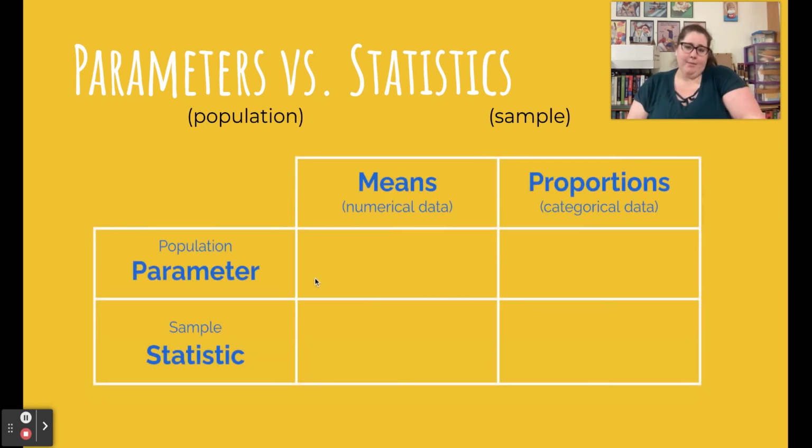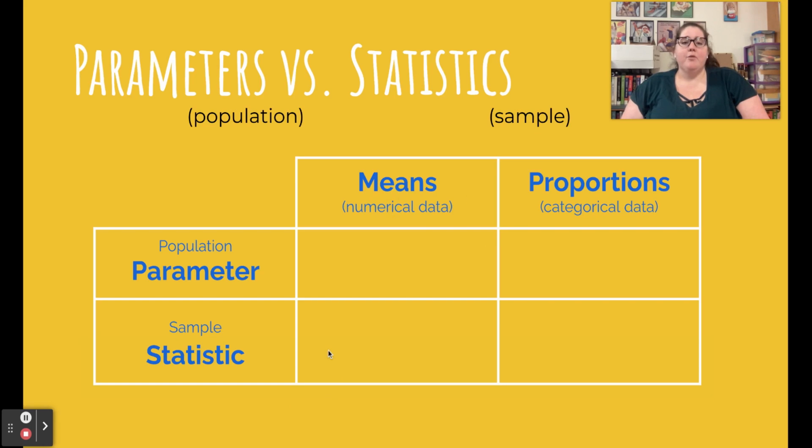So I'm going to create this little table to help us keep track of our symbols. There are 4 symbols that we need to know and be able to recognize easily for the 4 different things you see here. So firstly, we have on the side parameter versus statistic, because the symbol that we use is different if we're dealing with a population value versus a sample value. And then we have on the top means versus proportions. So if our data is numerical, we're going to be interested in the mean or the average. And if our data is categorical, we're going to be interested in the proportion or the percent of that data which is a certain value.